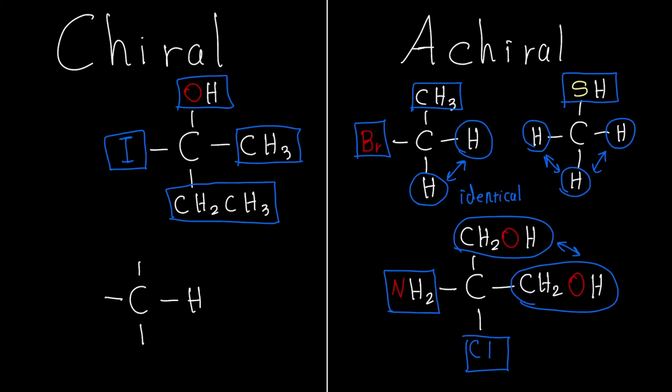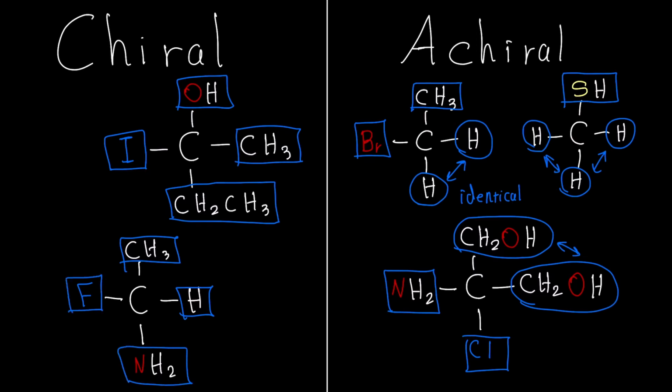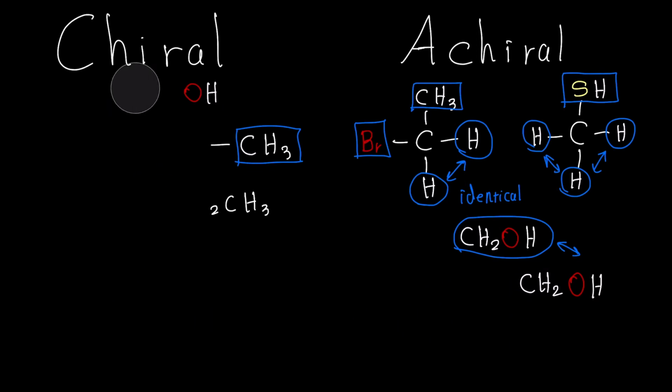One more example just to finish this off. You can see again all these different groups. We have a methyl, we have a hydrogen, we have an amine group, we have a fluorine. They're all different. So that's the difference between chiral and achiral carbons, in case you need a review on that.